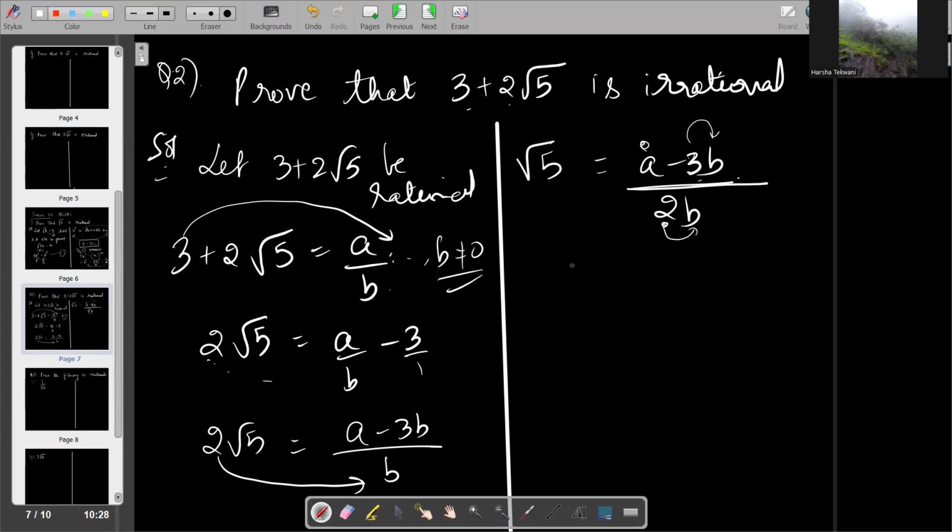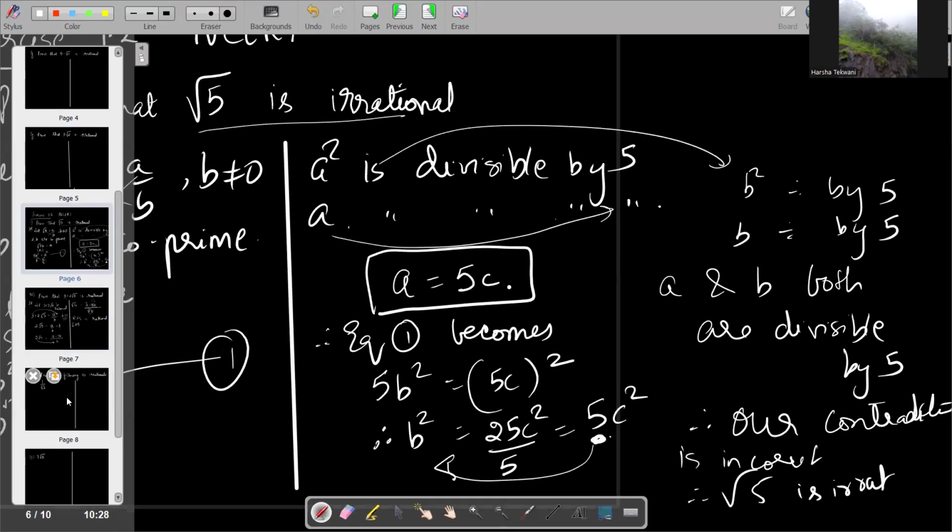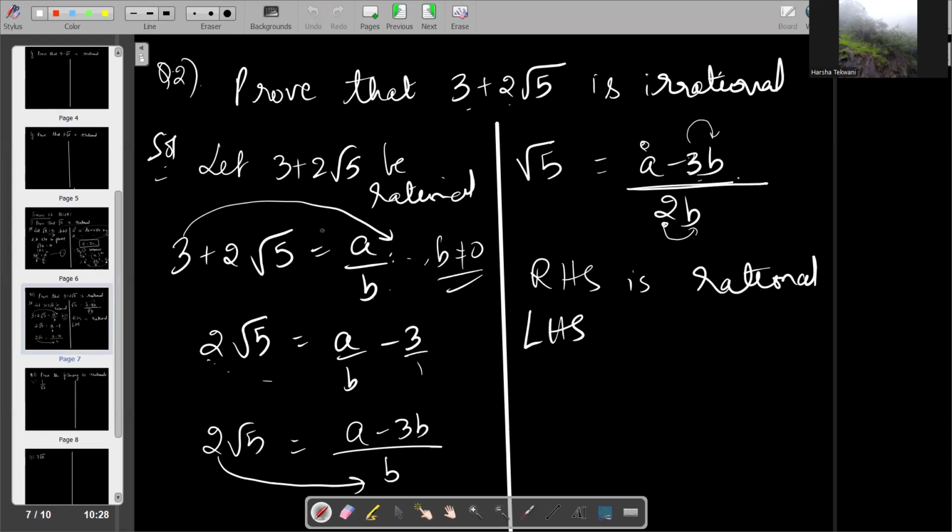So right hand side is fully rational and left hand side, just now in the previous slide itself, you proved it to be irrational. Okay. Right hand side is rational, left hand side is irrational. And I've marked them equal, it seems. That's wrong. So if right hand side is rational, left hand side also was supposed to be rational. So this contradicts our fact.